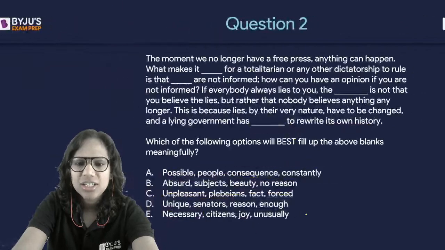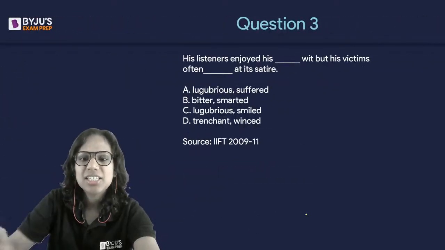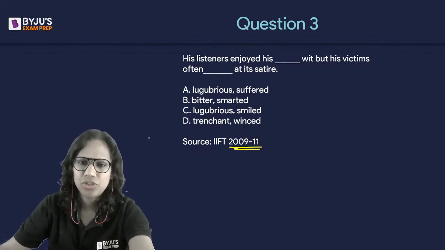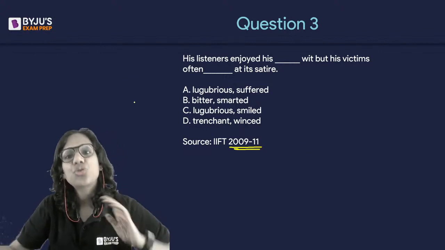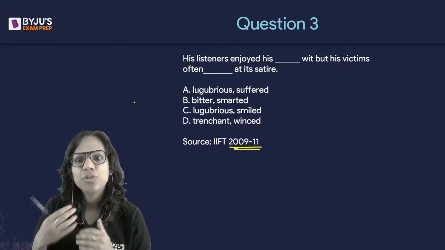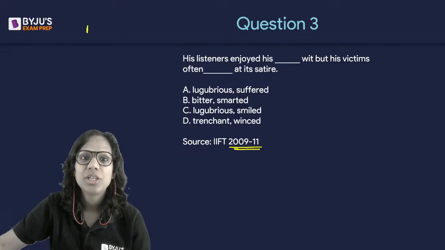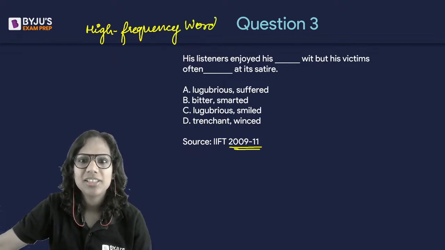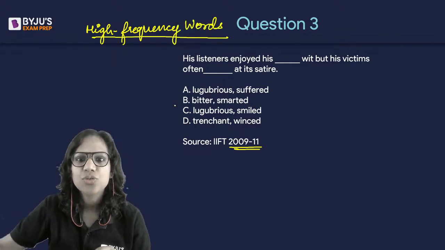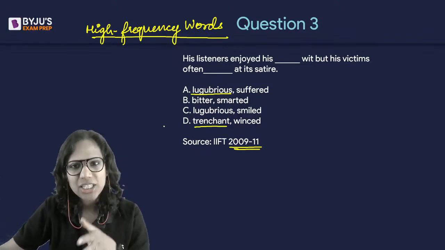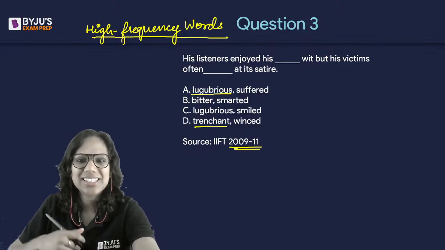Let's come to the third question then. This is an IFT question, 2009-11. So a very old IFT question I have culled out for you. This is to show you that yes, you may have some difficult words also. But these difficult words are also going to be high frequency words. Words that you can see in magazine articles, in newspaper articles, right? So for instance, lugubrious is one such word, trenchant is one such word. So see this question and then let's discuss these words.